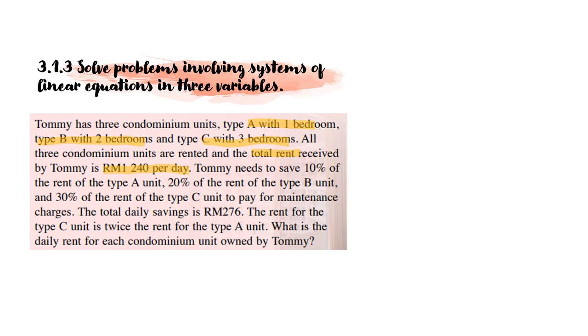Tommy needs to save 10% for type A, 20% for type B, and 30% for type C. So the total daily saving is 276. The rent for type C unit, this is another piece of information, is twice the rent for the type A unit. What is the daily rent for each condominium unit owned by Tommy? So you have to make sure you convert this long situation into 3 linear equations with 3 variables.